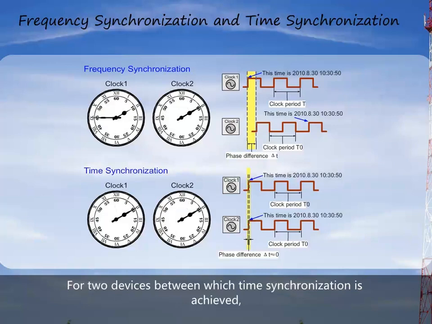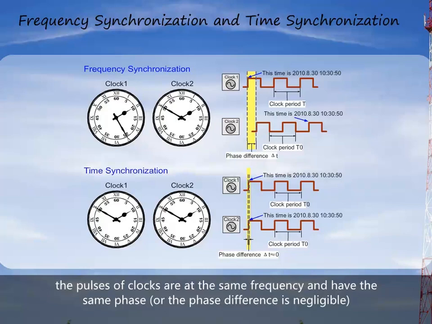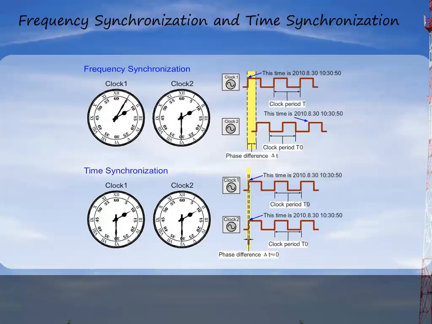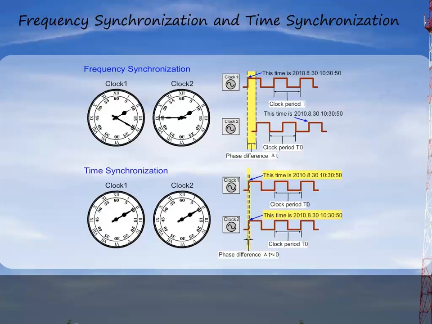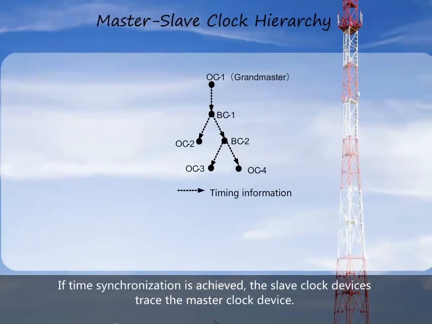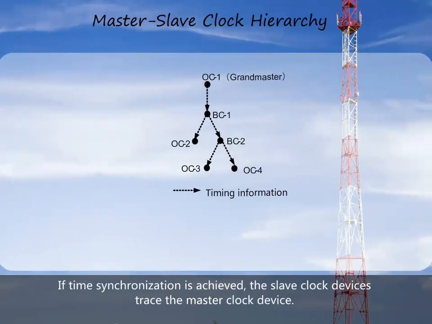For two devices between which time synchronization is achieved, the pulses of clocks are at the same frequency and have the same phase, or the phase difference is negligible, and the time indicated by the clocks is measured in the same timescale. If time synchronization is achieved, the slave clocks trace the master clock.